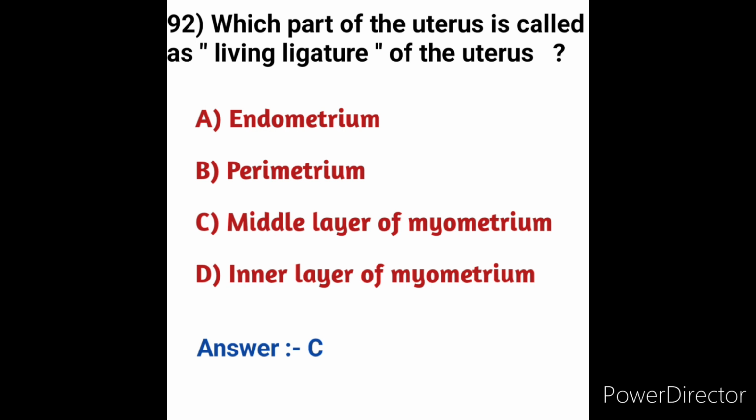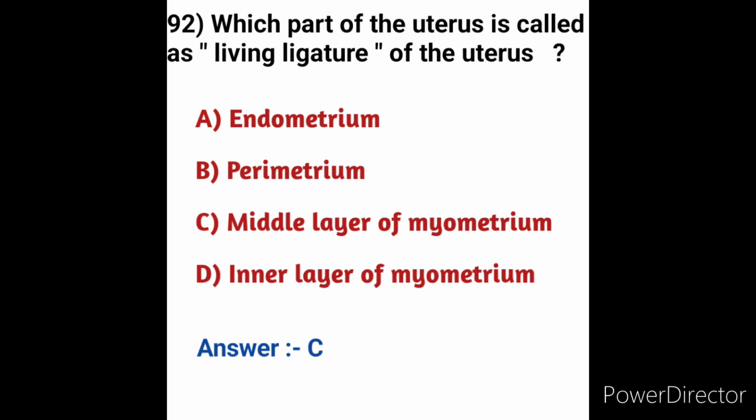placenta separates from the uterine wall. These fibers contract and constrict the blood vessels. This blood saving mechanism is called living ligature. The middle layer of the myometrium, or living ligature, is also called the physiological sutures of the uterus. So here option C, middle layer of the myometrium, is the correct answer. Living ligature of the uterus is the middle layer of the myometrium.